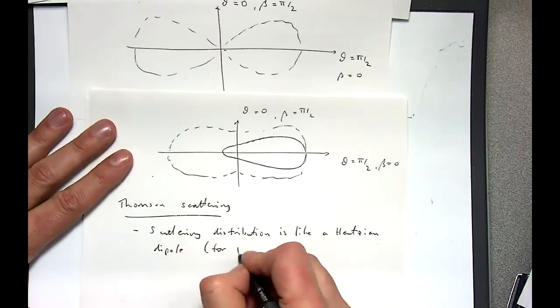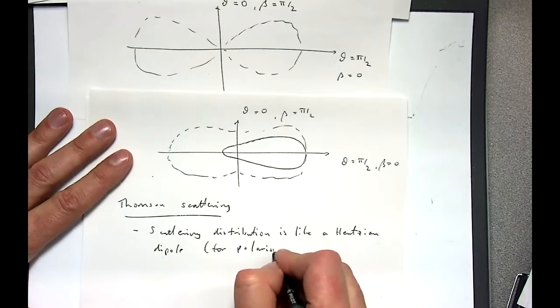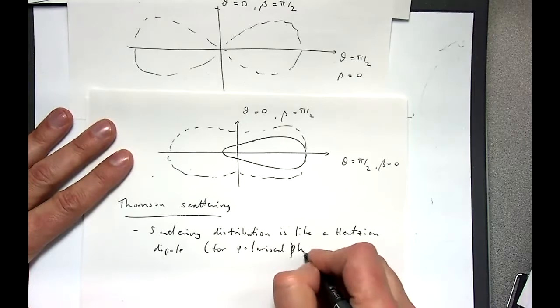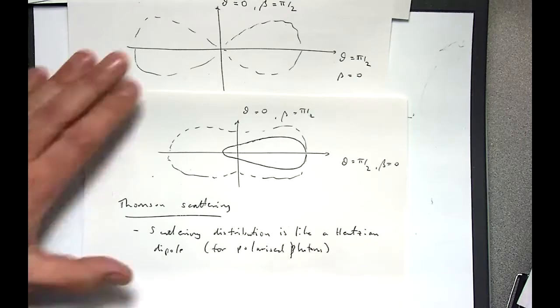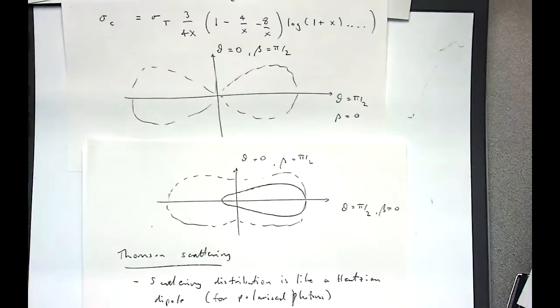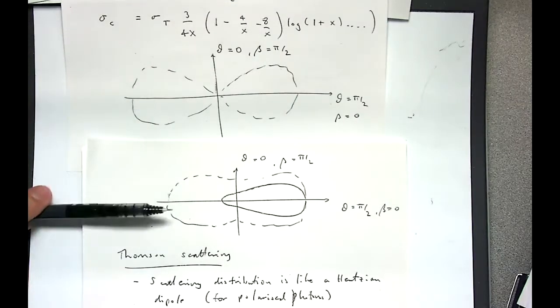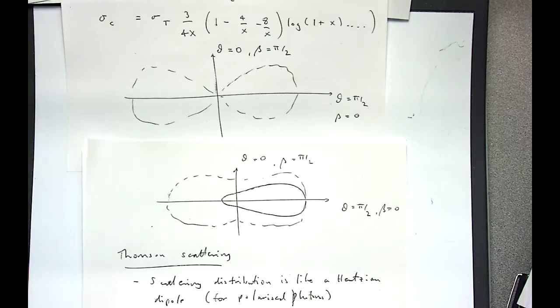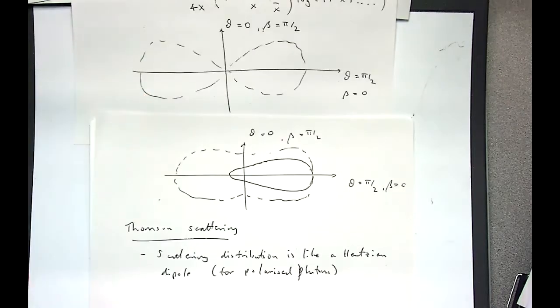Assuming that the incident wave is polarized. That's for polarized photons. And you can see here above, that's the difference, right? This is our Hertzian dipole for polarized photons. If they were unpolarized, I would smooth out over these different angles. Okay, that's the phenomenon that you want to remember.